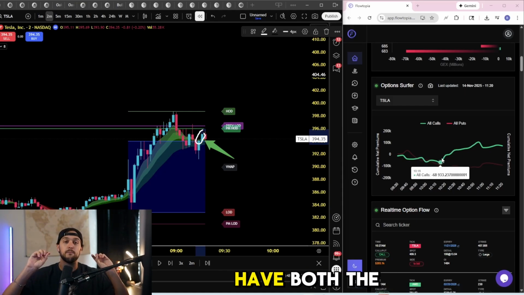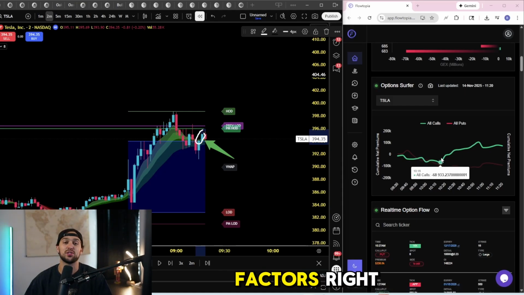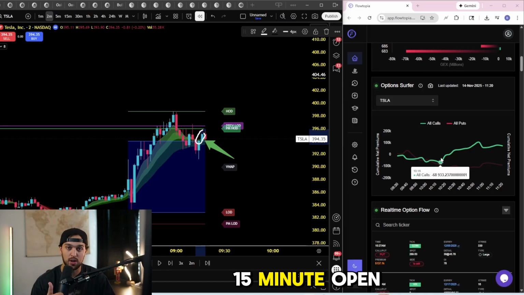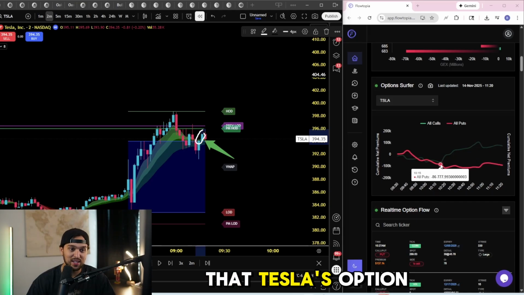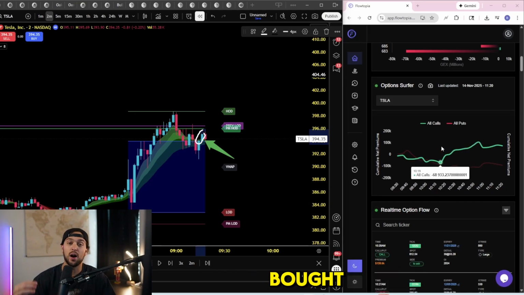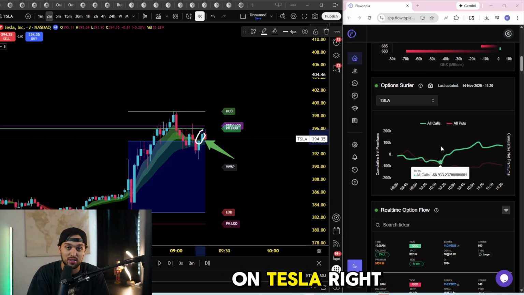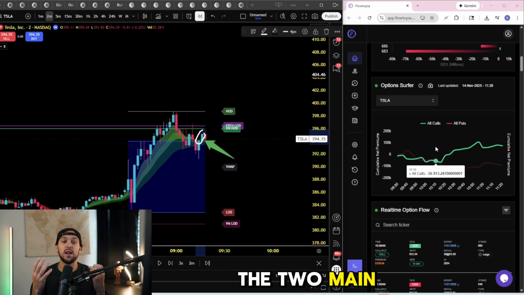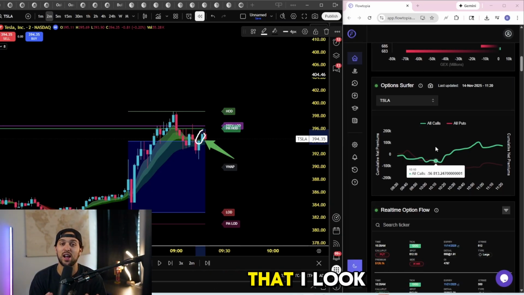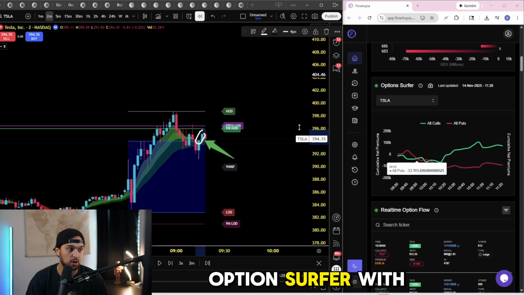So now we have both of the two main key factors, right? We are breaking out of the 15-minute open range on Tesla. And now we're confirmed that we're holding it. And not only that, Tesla's option contracts are getting bought. More calls are being bought on Tesla right now. So these are the two main bullish key scenarios that I look for when trading Option Surfer with Tesla.